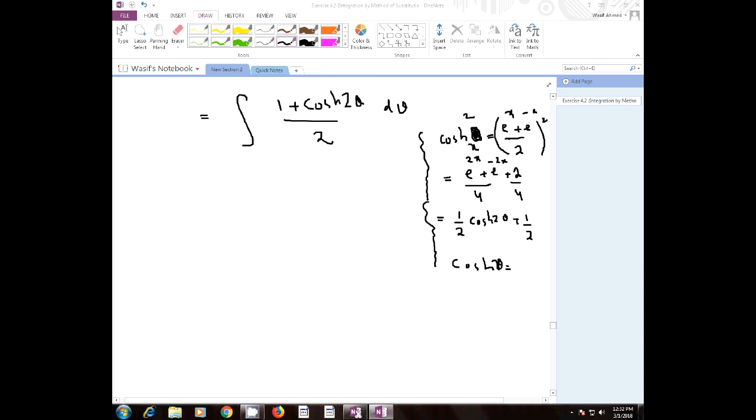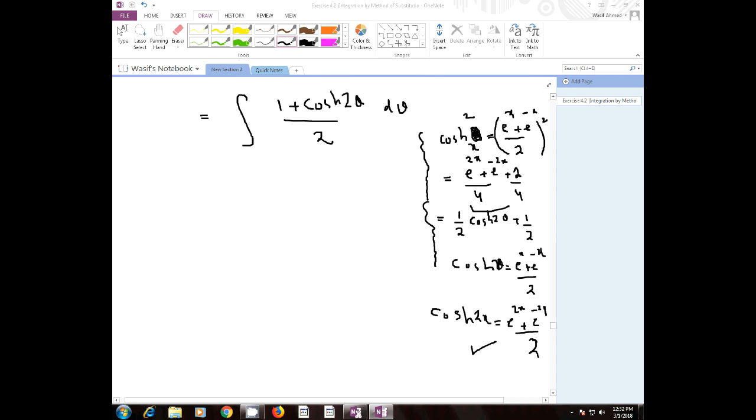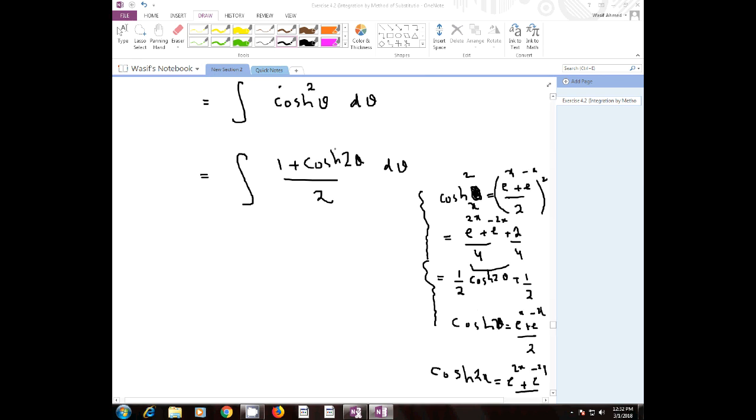So cos hyperbolic x is equal to e raised to the power x plus e raised to the power minus x divided by 2. So if you replace x with 2x, you have cos hyperbolic 2x is equal to e raised to the power 2x plus e raised to the power minus 2x divided by 2, and this equation has been substituted here.